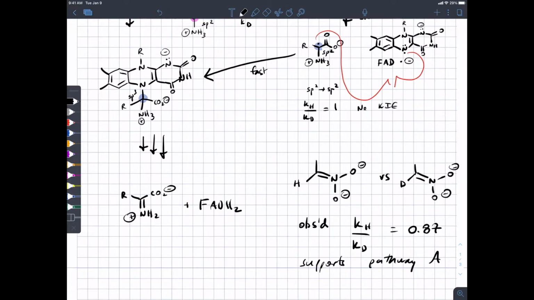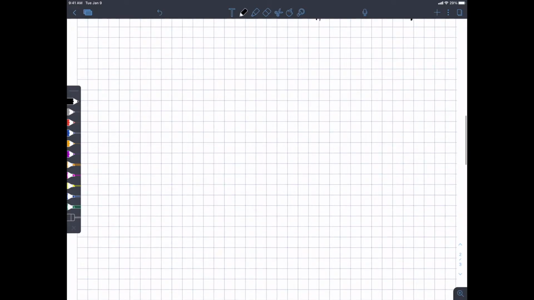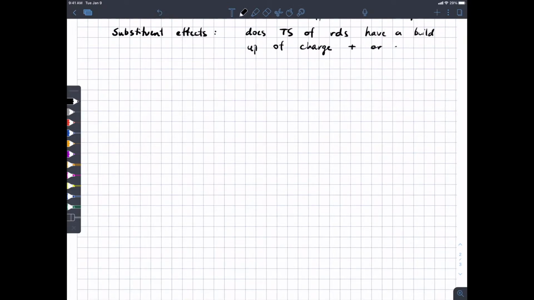So the next thing we need to talk about is kind of fun. And it's fun because it's somewhat easy to understand. It's related to electrophilic aromatic substitution reactions and substituent effects. But this is a method for trying to tell, does the transition state of the rate determining step have a buildup of charge? And it can actually be positive or negative. All right.